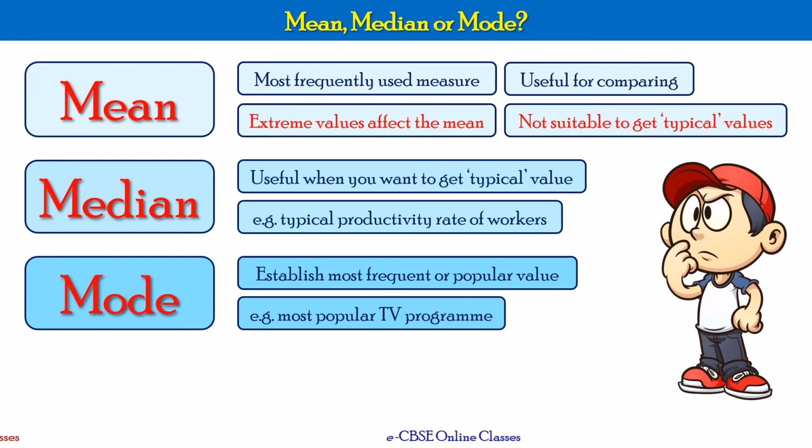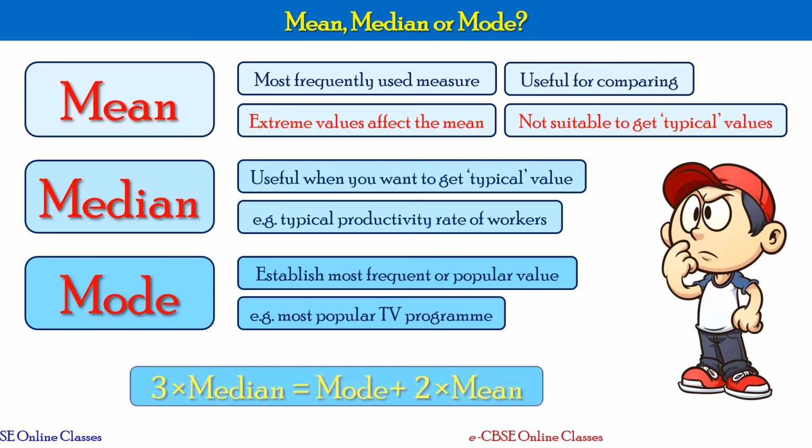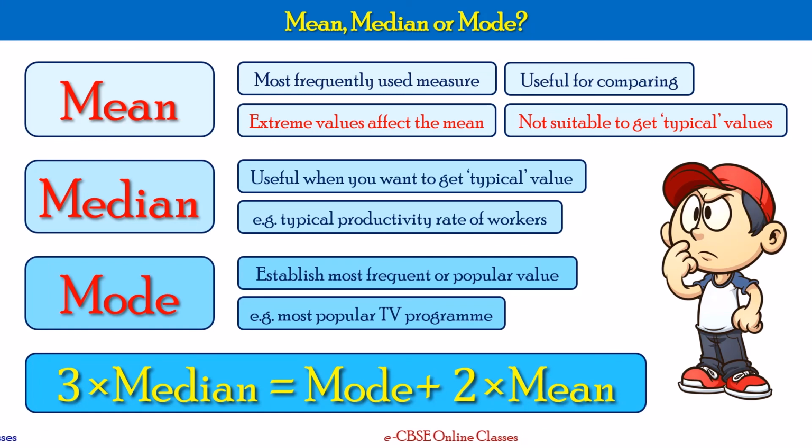Before we close the module, let us quickly look at the empirical relation between all these three measures of central tendency. 3 times median is equal to mode plus 2 times mean. If you are given mode and mean, you can calculate the median approximately for that distribution of data.